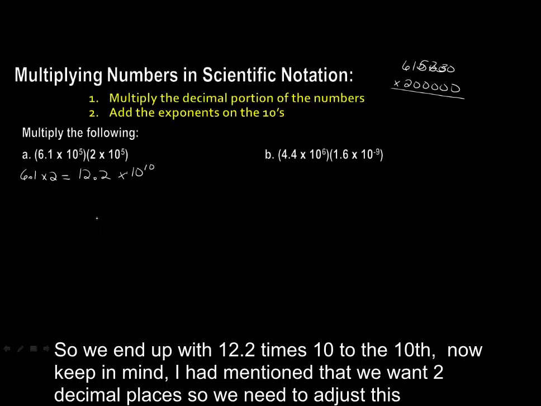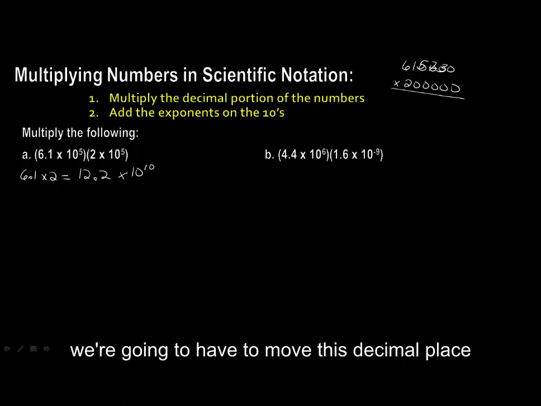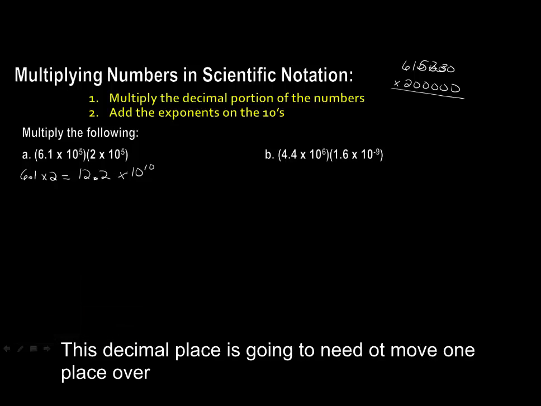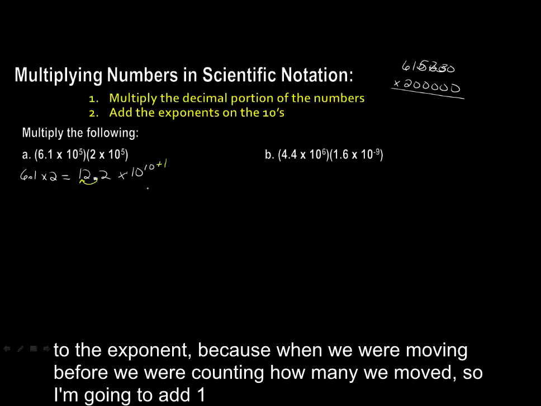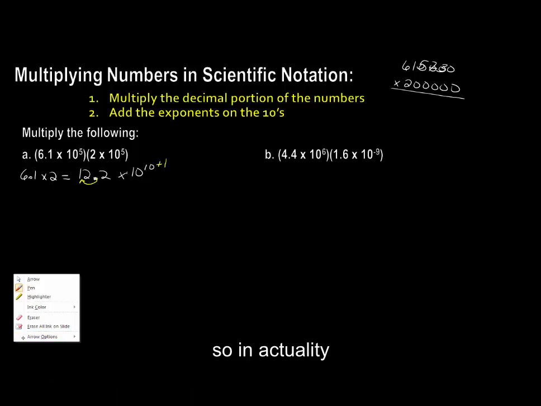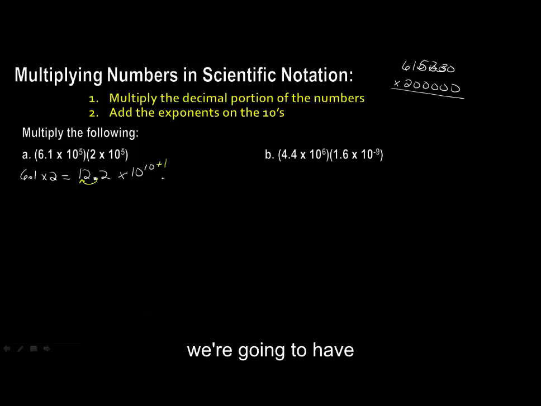Now, keep in mind, I had mentioned that we want 2 decimal places, so we need to adjust this. We're going to have to move this decimal place. This decimal place is going to need to move 1 place over, so I'm going to add 1 to the exponent because when we were moving before, we were counting how many we moved. So in actuality, we're going to have 1.22 times 10 to the 11th.